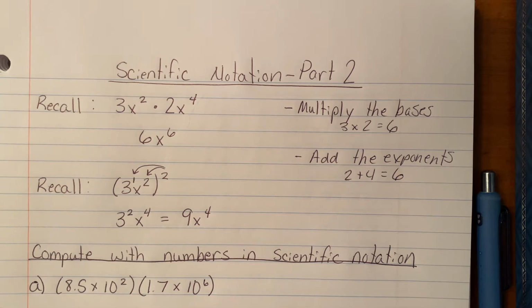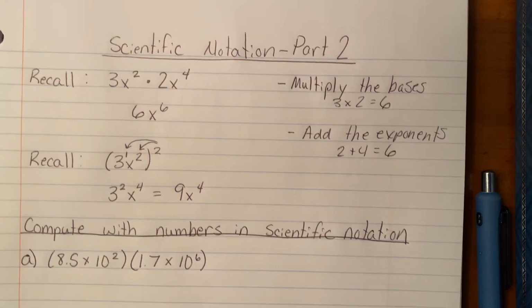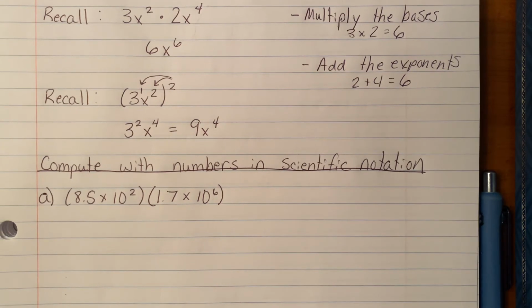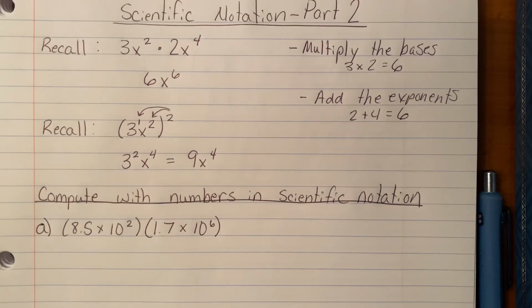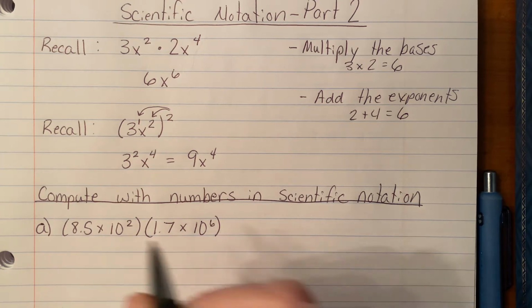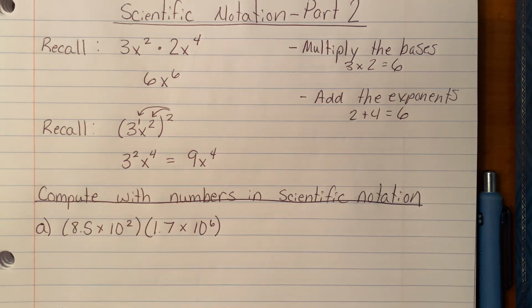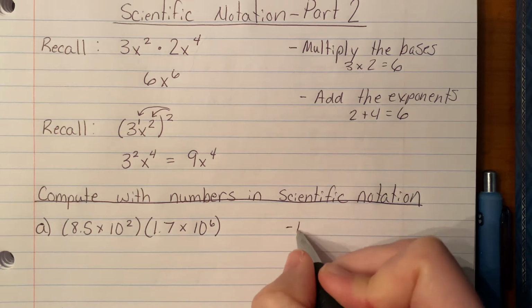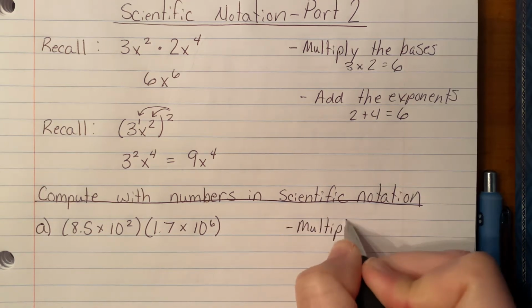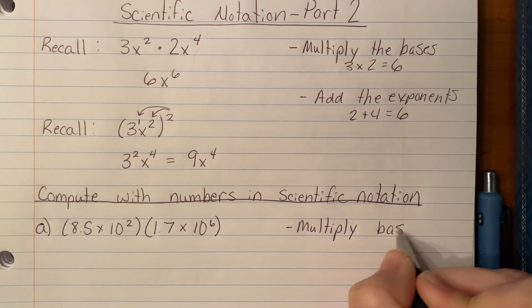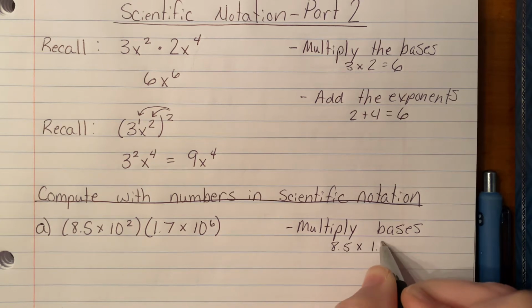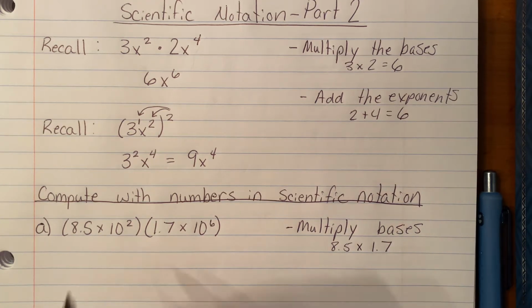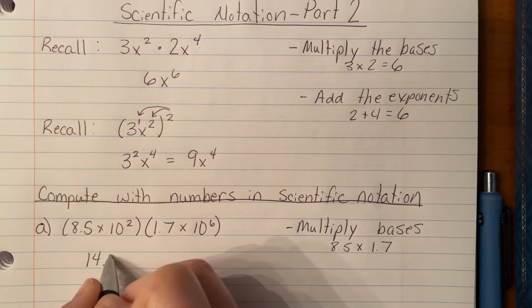Okay, so now that we've remembered those, let's work on some problems that are in scientific notation. So the same principle applies, where we still have to multiply the bases. So the bases in this case would be 8.5 and 1.7. So right over here we'll say multiply bases. We're going to do 8.5 times 1.7. So when we do that, that'll give us 14.45.